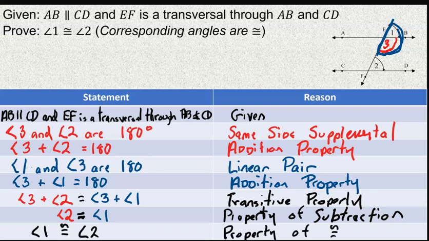And I get that it looks a little silly. You just said that angle 2 is equal to angle 1. Why are we making the statement that they're congruent? Sometimes you see it in proofs, and sometimes you don't, so I just want to present it here.